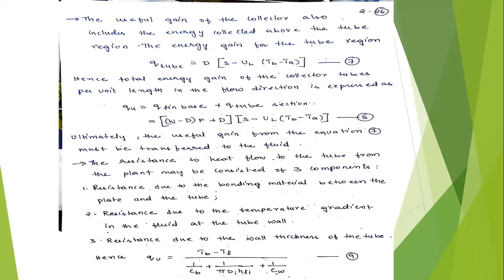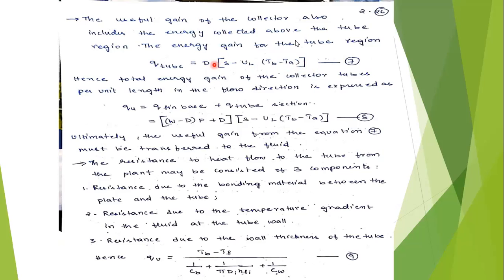Until now we have been discussing the fin base energy, Q fin base, but there is also other energy. The useful gain of the collector also includes the energy collected above the tube region. So the energy gain for the tube region is derived in equation 7: Q tube is equal to D into S minus UL, with dimensions D, the outer diameter of the tube, S minus UL into TB minus TA.